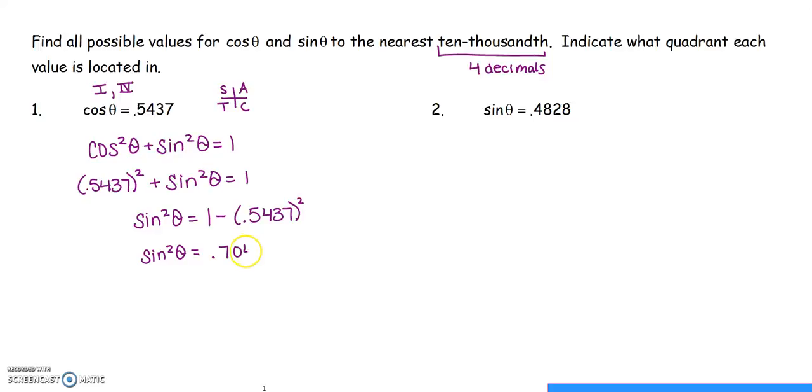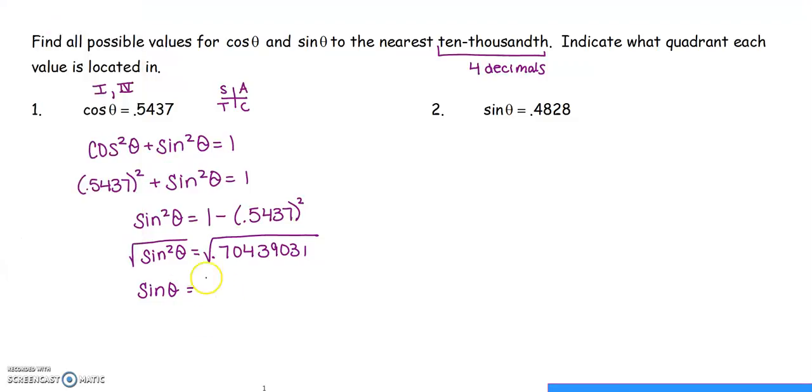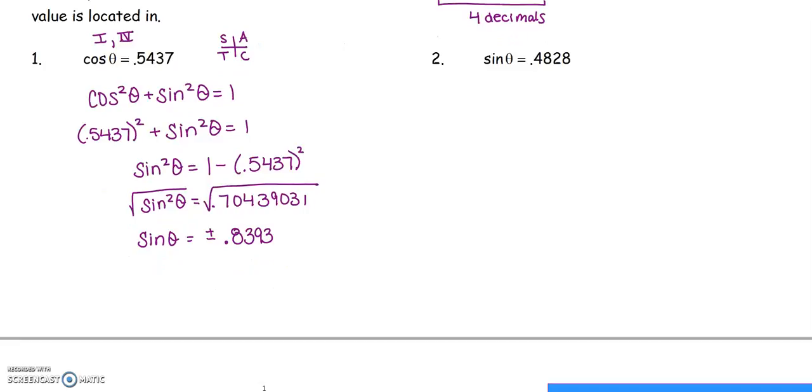So 0.70439031. And then to undo a square, I'm going to take the square root. I'll see that the sine of theta is equal to, well, let's do that, the square root of that answer will give me 0.8393. Now, since I'm taking the square root, that is a plus or minus 0.8393. So I've got two values here.